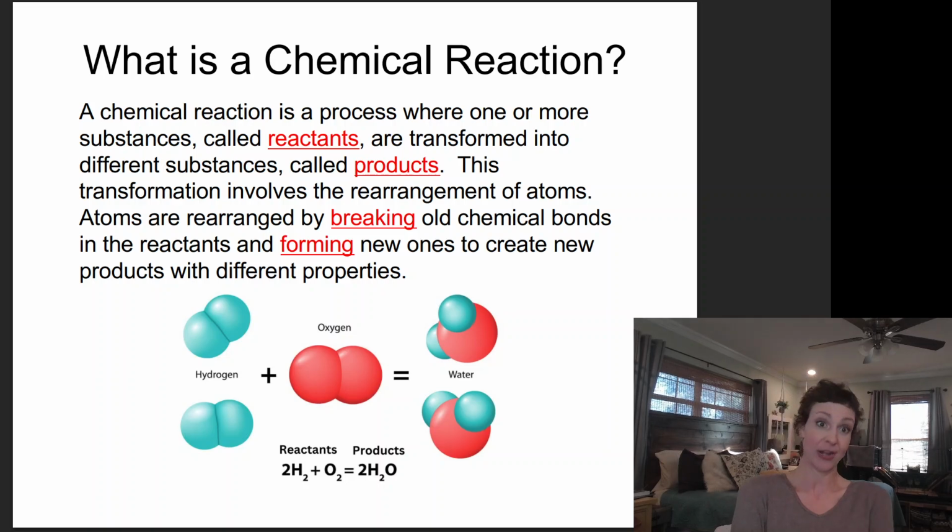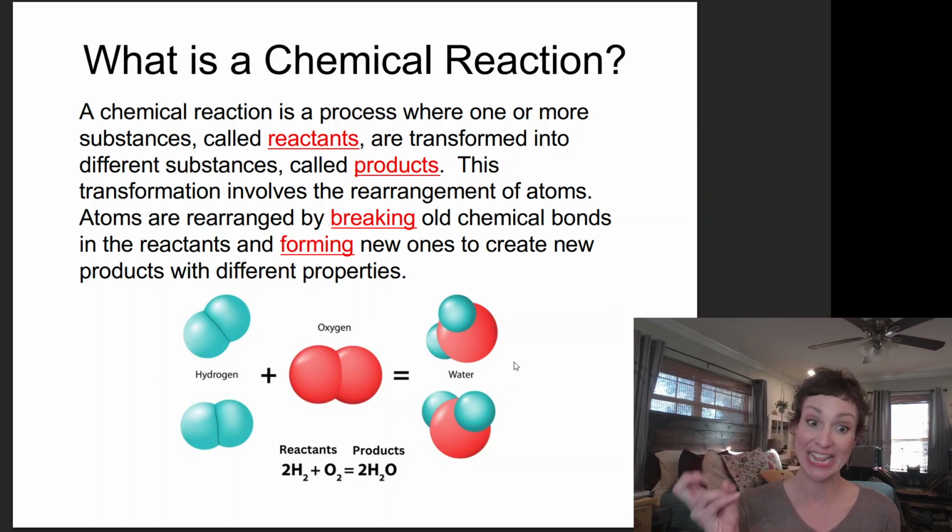Well, what is a chemical reaction? A chemical reaction is a process where one or more substances called reactants are transformed into different substances called products. This transformation involves a rearrangement of atoms in some sort. Atoms are rearranged by breaking old chemical bonds in the reactants and forming new ones to create new products with different properties. So here's a reaction equation of taking hydrogen and oxygen and turning those into water.